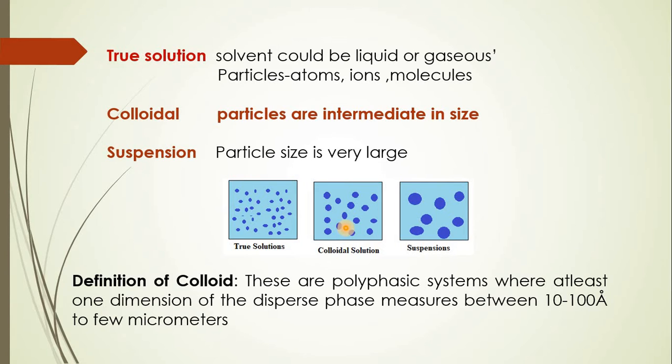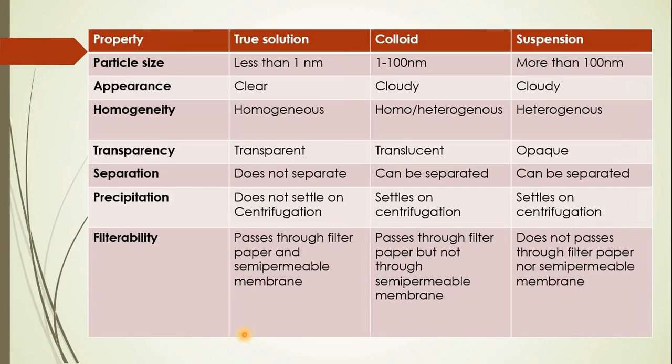That is, the particle size matters a lot because of its intermediate nature. It cannot be seen moving across the semi-permeable membrane. Now let us try to define these colloids. Colloids are polyphasic systems where at least one dimension of the dispersion phase measures between 10 to 100 angstroms to a few micrometers, right? Now let's move ahead.